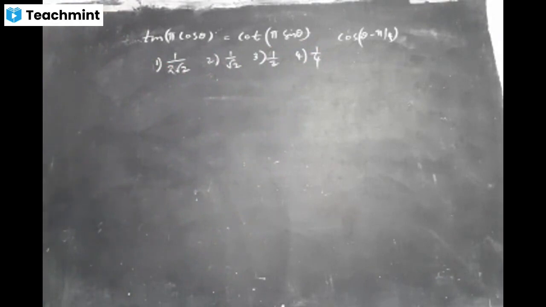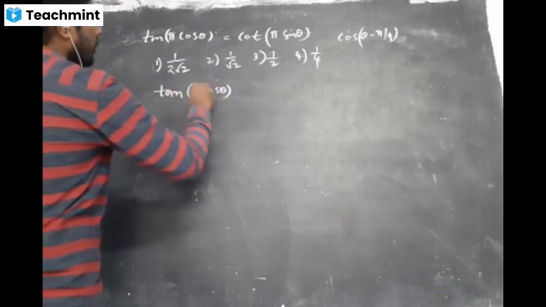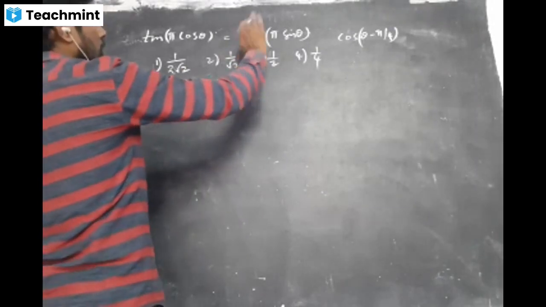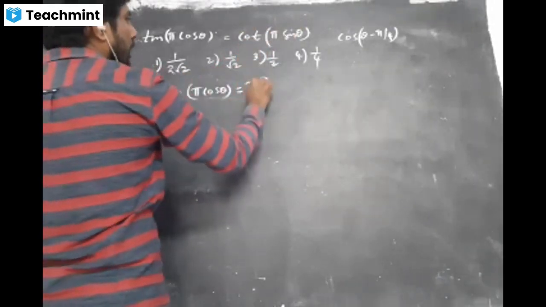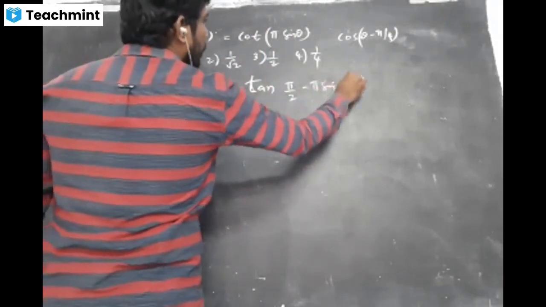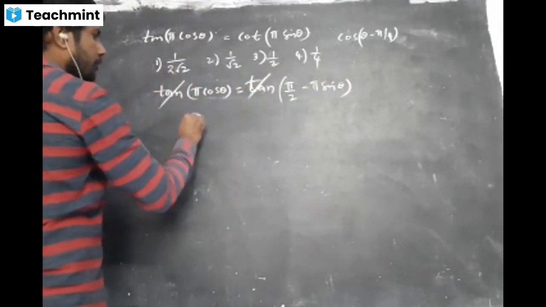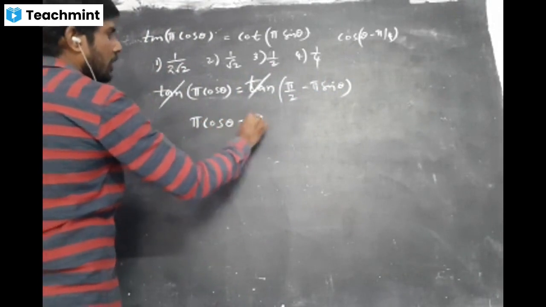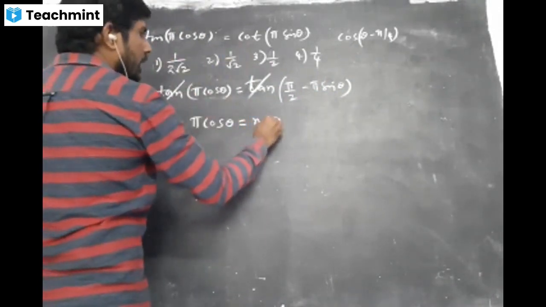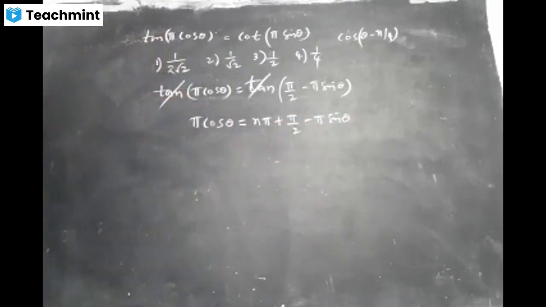So here tan of pi cos theta is equal to cot of pi sin theta. Here we can write the cot value changed to tan terms: tan of 90 minus theta. So in that time, tan will be cancelled. We get pi cos theta is equal to, for the simultaneous solution of tan and cot, n pi plus pi by 2 minus pi sin theta.